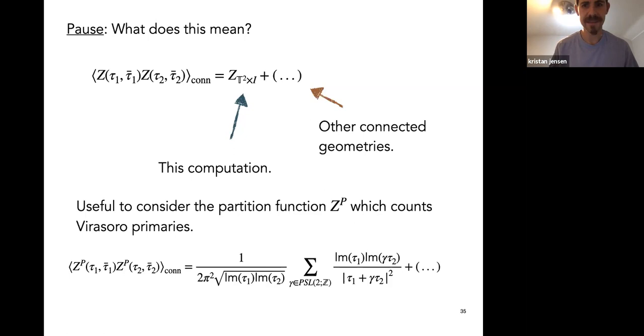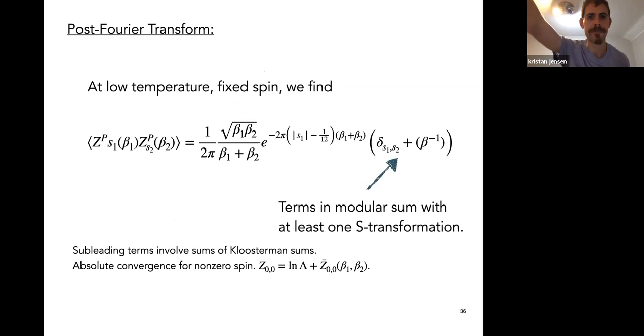And if we take this and study it in the limit of fixed spin, in other words, if we Fourier transform in the real parts of tau 1 and tau 2, and if we study the low temperature limit, well, this modular sum simplifies dramatically. And what we end up finding is that the two-point function of primaries at fixed spin takes a very particular formula with square roots of betas and e to the minus beta h, essentially, and a Kronecker delta setting spin of 1 equals spin of 2.